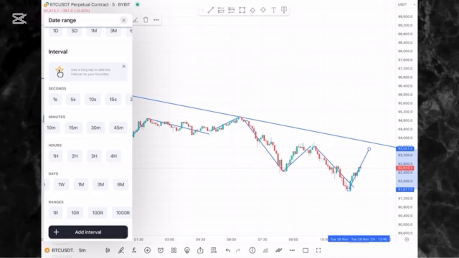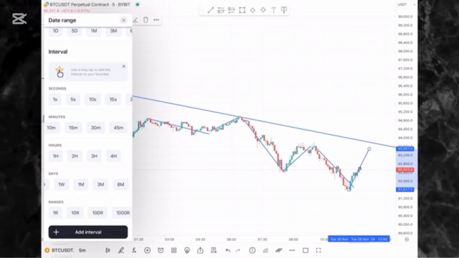So again, if you're a scalper, you use between 1 minute time frame to 10-minute time frame. If you're a day trader, you use between 15-minute time frame to 4-hour time frame. And if you're a swing trader, you can use even from 4-hour time frame to as high as 1 month time frame, 3-month time frame, and so on.